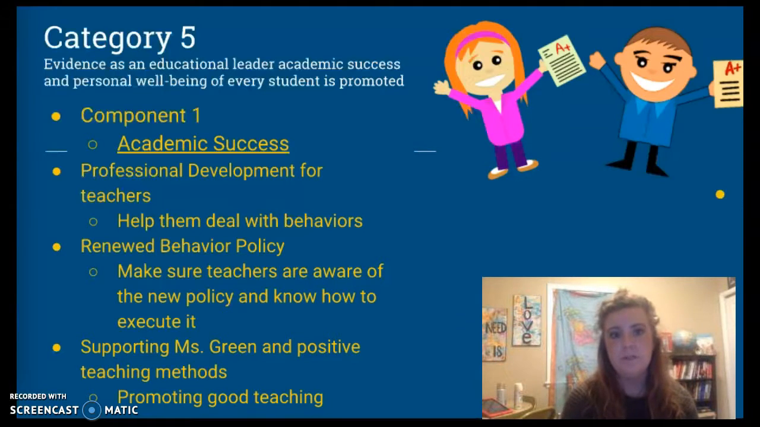Finally, and most importantly, I am recognizing good teaching practices. Teachers like Mrs. Green need to be supported, and my expectations for teachers have changed. The old school thinking will just have to leave the teachers' minds. Just because something has been done a certain way for a long time doesn't mean that that's necessarily the best way to do things. And because I'm promoting and expecting and recognizing good teaching practices, I am ensuring students' academic success.